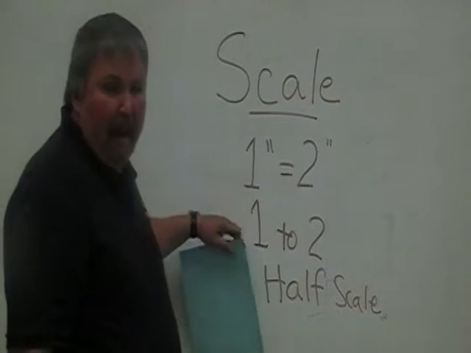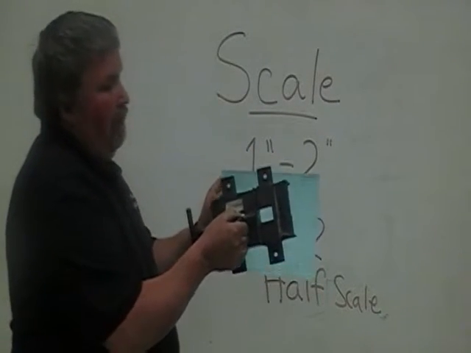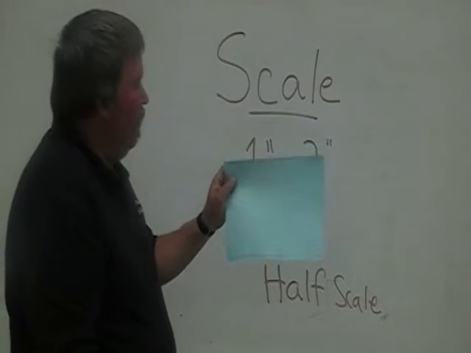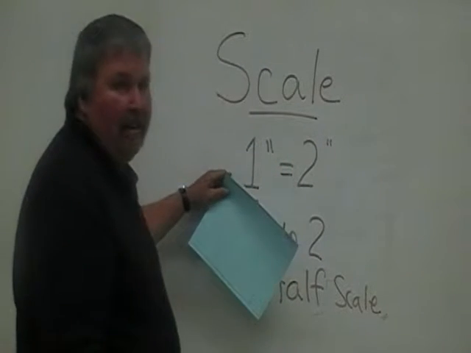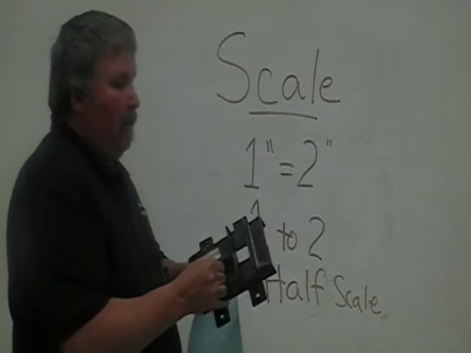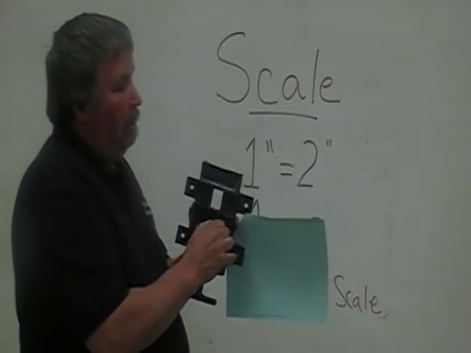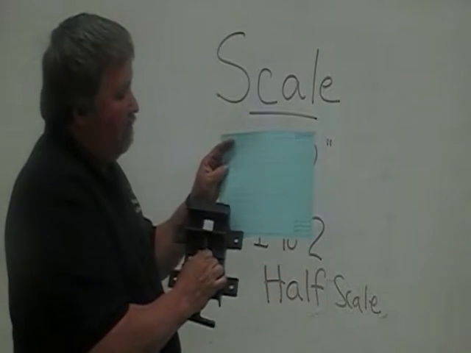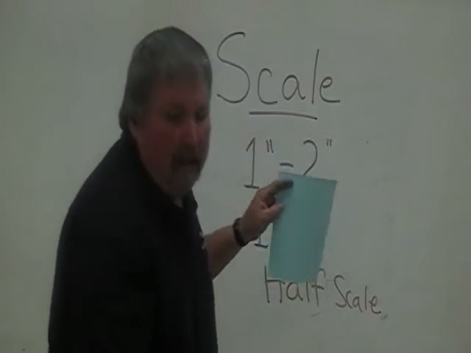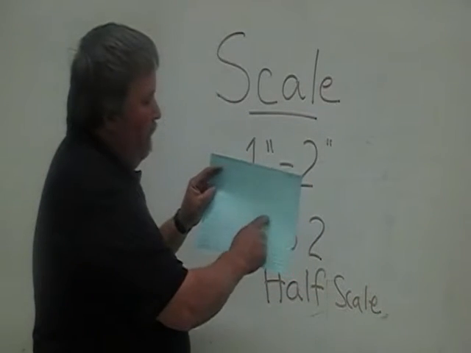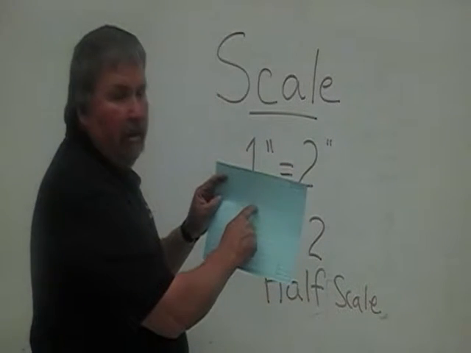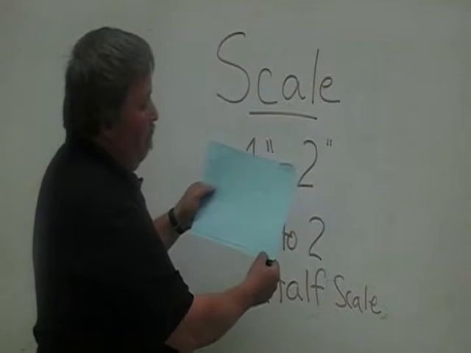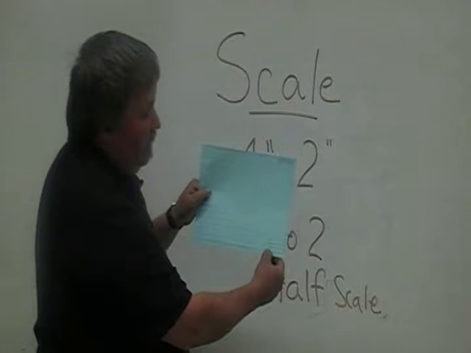Scale means something on our paper represents a real measurement in real life. If we are drawing half scale, in other words, if this is going to be half the size to fit on our paper, you can say that or write that any number of ways. In other words, if this was half scale, I would take this measurement and say it's 4 inches. I would make it 2 inches big on our paper. Now, our paper that we're using has grids every ½ inch.